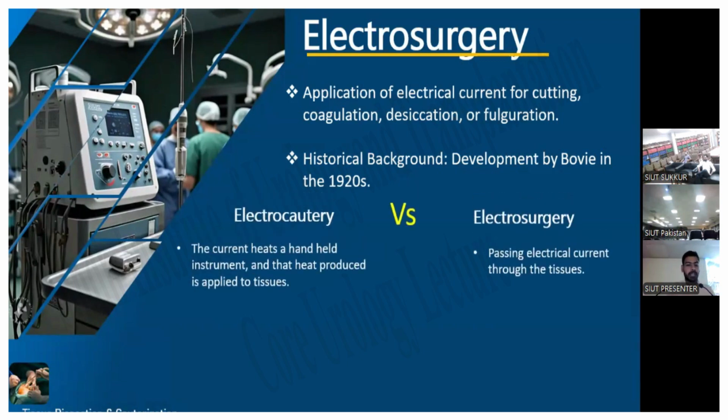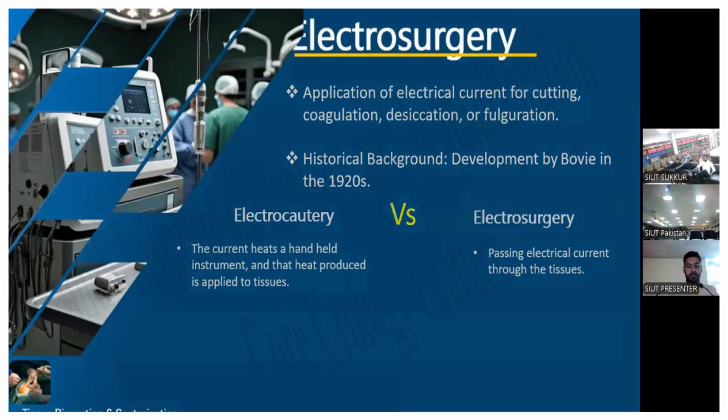Electrosurgery is different from electrocautery because in electrocautery, the current is used to heat up the handheld instrument, and then that instrument is applied to the tissues. While in electrosurgery, the actual current passes through the tissue.